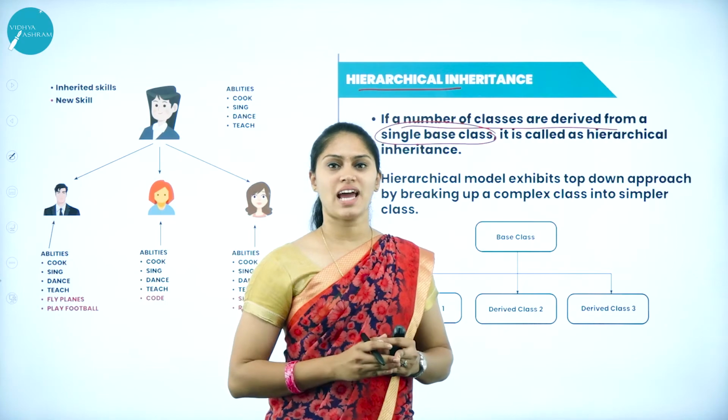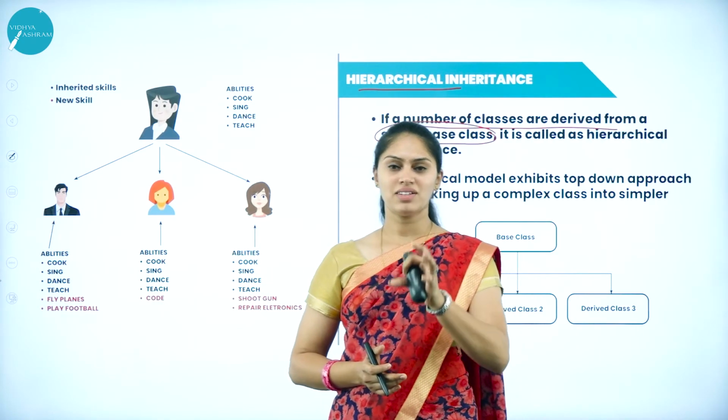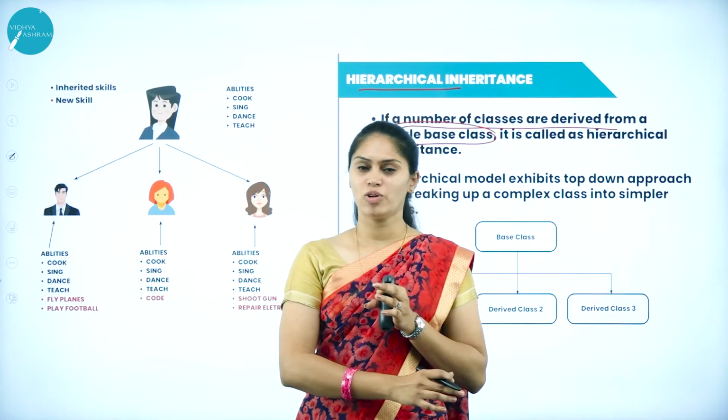Okay, so this type of inheritance is mainly used to reduce the complexity. So here I have a complex problem. I'm going to divide that problem into a number of sub-problems. What I'm going to do?